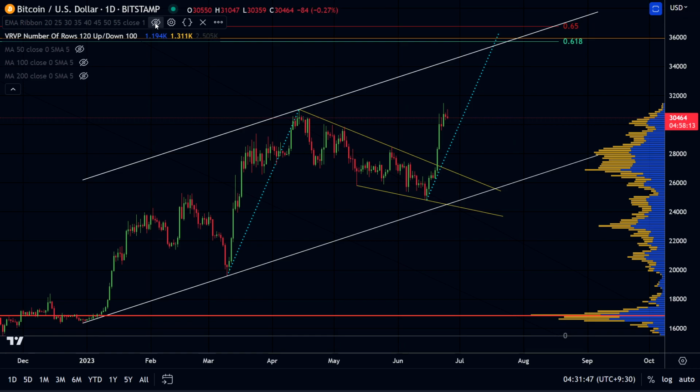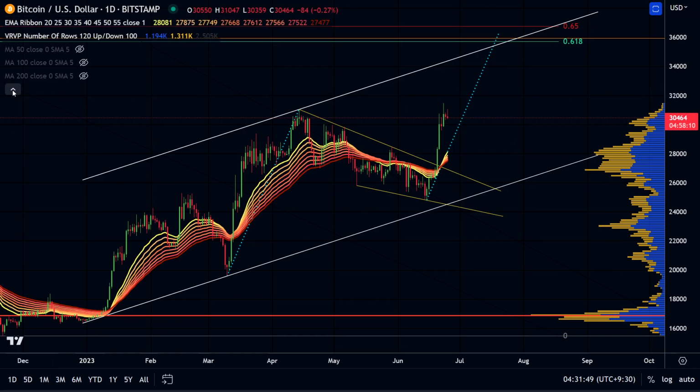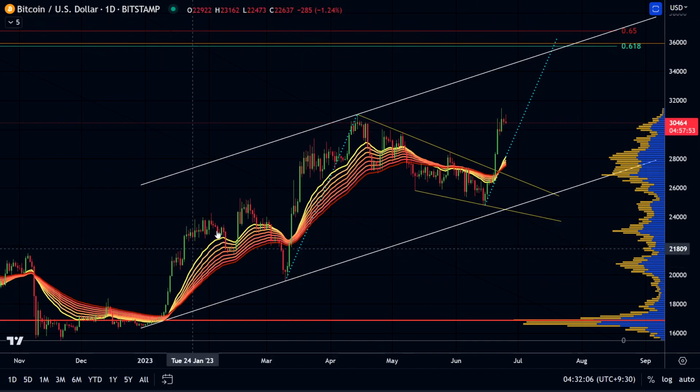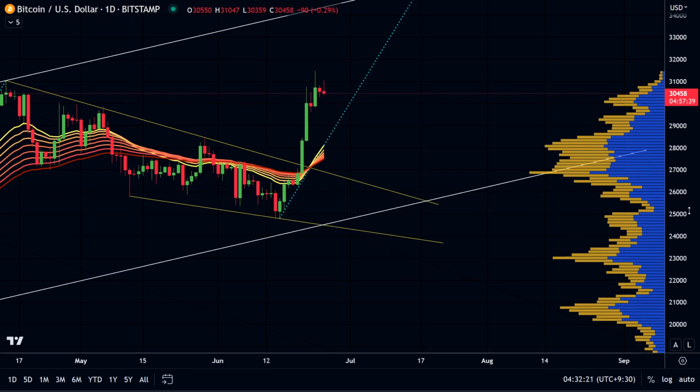One of the key things I look for here on a pullback is the daily EMA ribbon. And the EMA ribbon here on the daily time frame is better in a trending market when we are doing strong moves. And quite often on the first pullback, we pull back into that ribbon, we get support and we do move higher. So this is something to watch here.